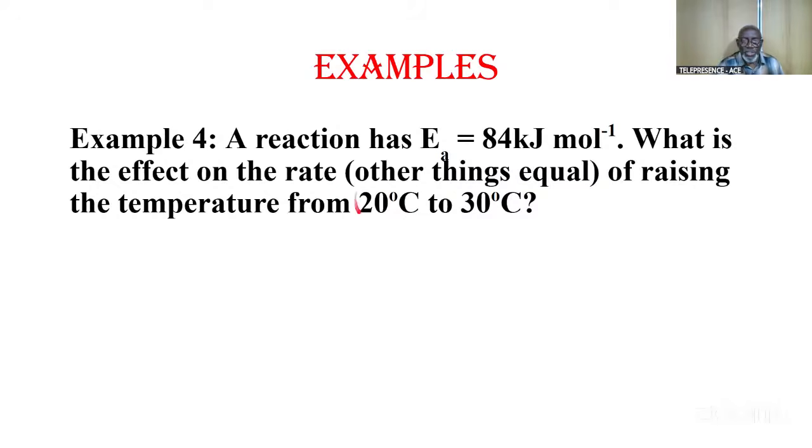So we know the temperature, we know T1, and we know T2. We know the activation energy. Now they ask us to calculate what effect it will have. We just can't say, oh, because the temperature is increasing, it must increase. We must find by what factor. We must be able to get it in order to do that.